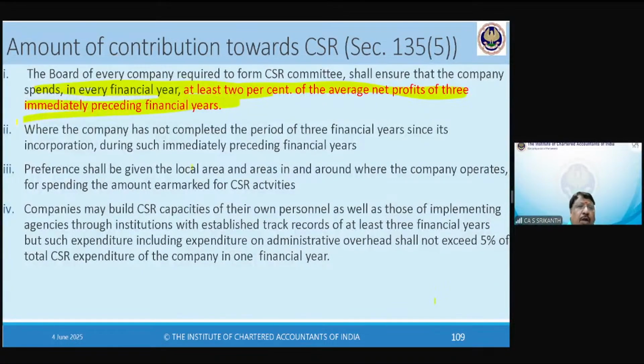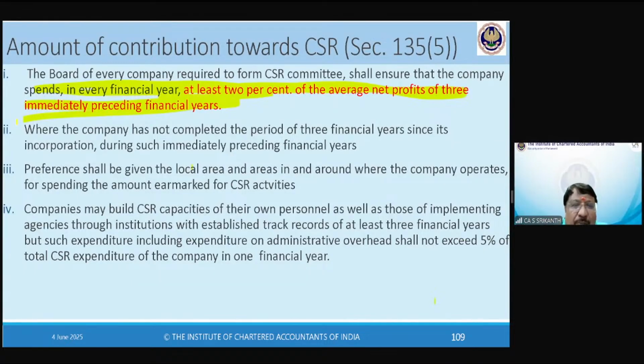Sir, we are only a 2-year-old company, then the average of the 2 years. Sir, I'm only a 1-year-old company, then that 1 year's profit, 2%. Sir, I have not yet completed 1 year. Then how will it be possible? I cannot even find out whether you're coming under the CSR committee. Wait for 1 year, finish it, then check and then decide.